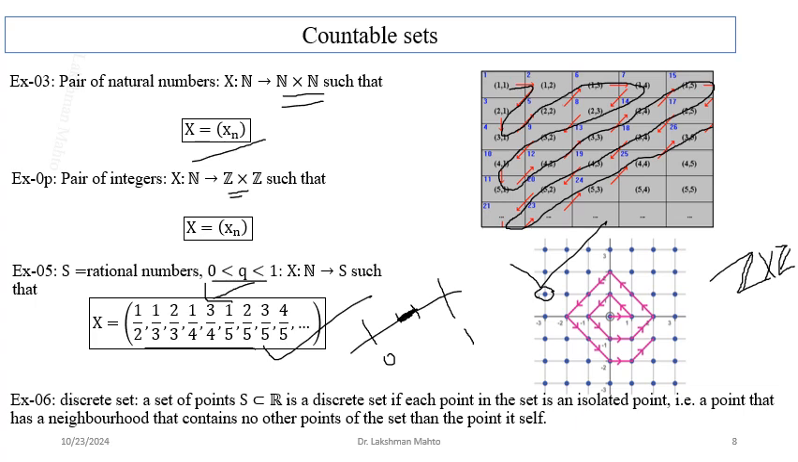But if you are talking about a countable set, there you will get isolated points. So I think the concept of a countable set might be clear to everyone. Does anyone have any question regarding the understanding of a countable set? Okay, then I will proceed further.